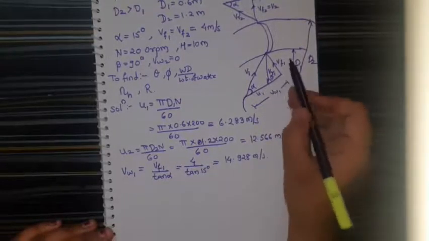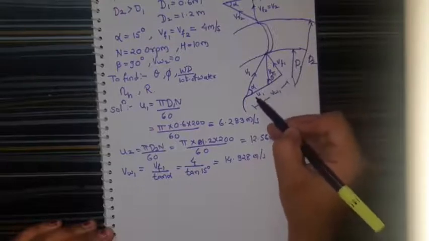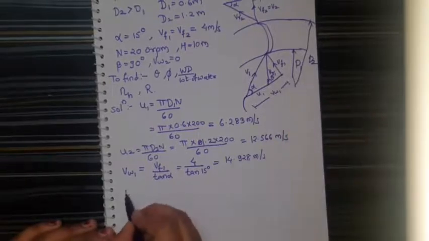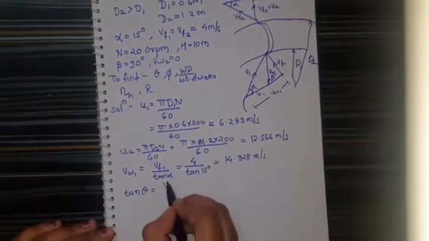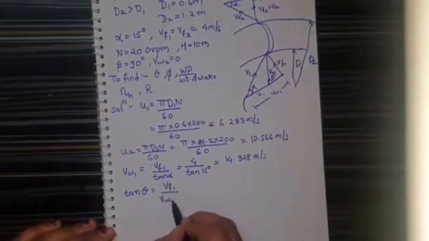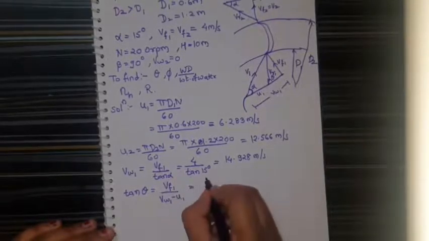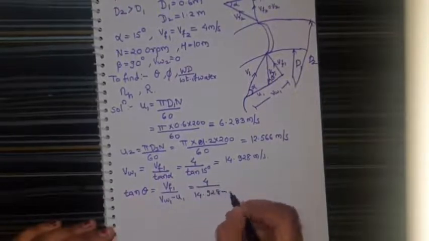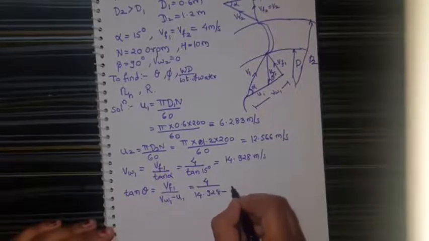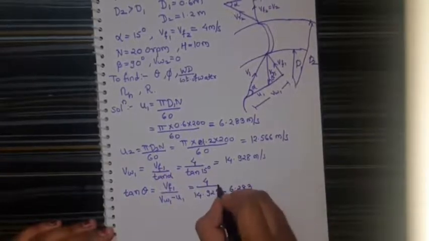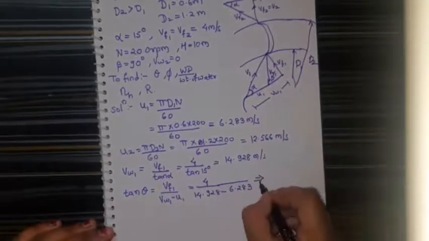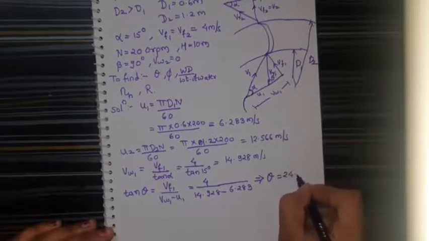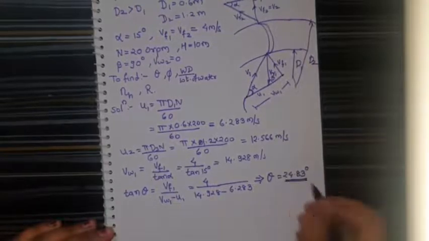Now let's move to the theta angle. For theta we now have Vf1 as well as u1 and Vw1. That means we can take this distance. So for tan of theta we can write Vf1 upon Vw1 minus u1. As we know, Vf1 is 4, Vw1 we have found as 14.928 minus u1 we have found as 6.283. So from here we will get theta is equal to 24.83 degree.